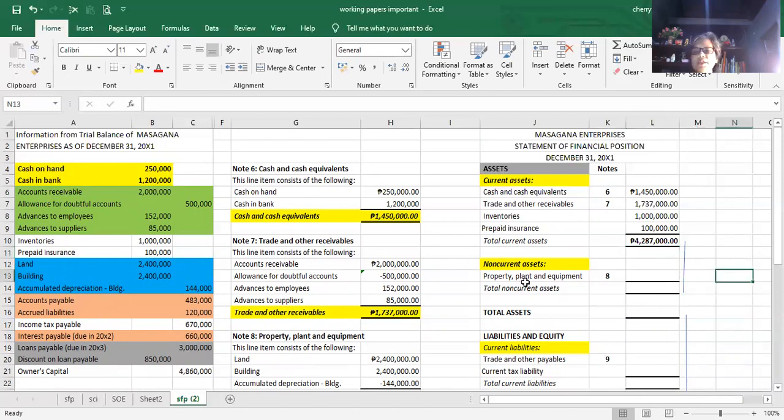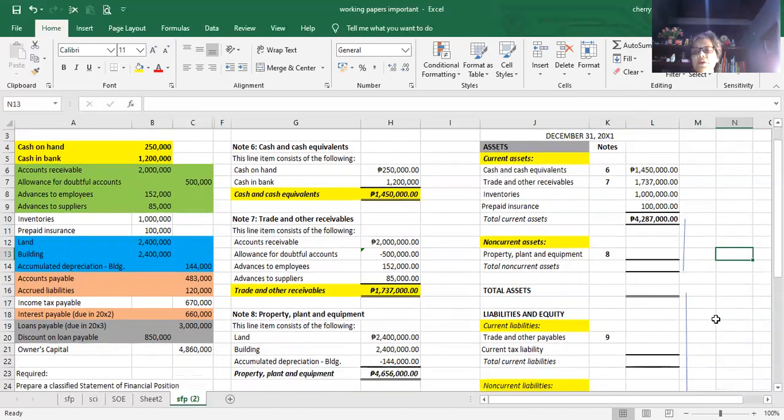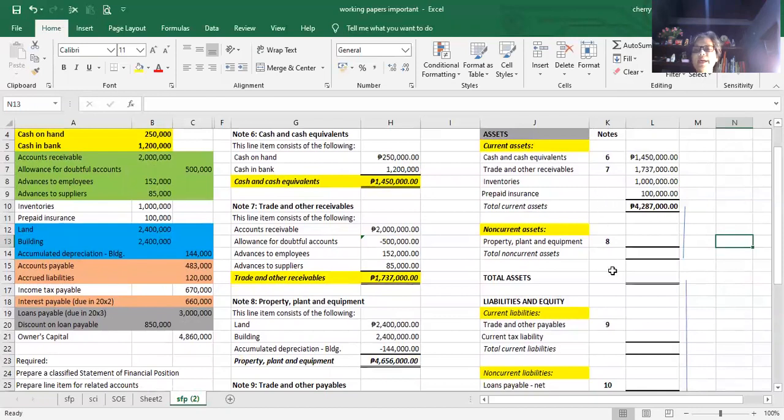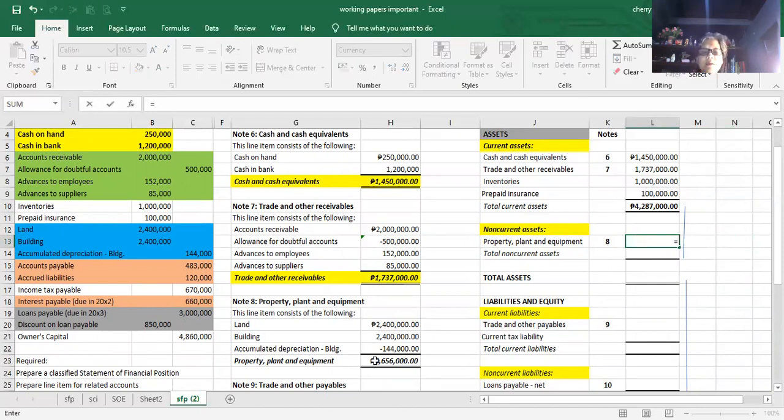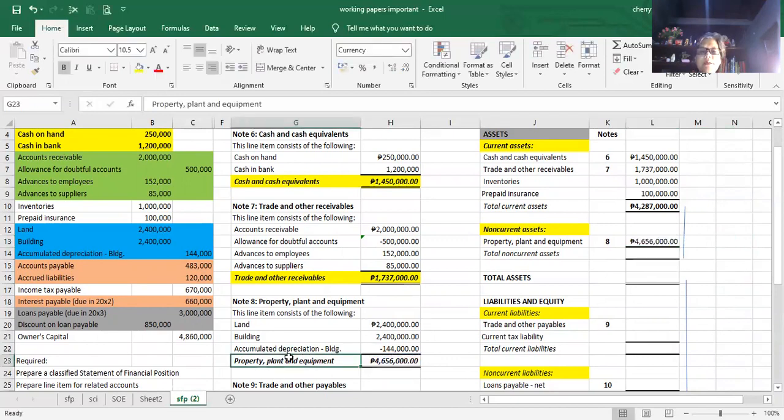Now, let's go to the non-current assets. We're done with the current assets. So let's go to non-current assets, and it is under item 8. So equals 1. Okay, we're done with that. What else? None. So we are going to add summation or auto sum.